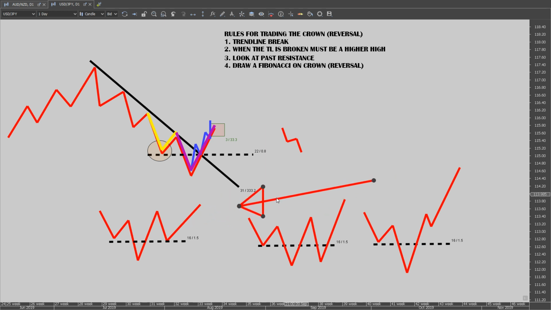Okay, everybody, so you have different behaviors. Sometimes the left tip is going to equal the right tip of the crown.